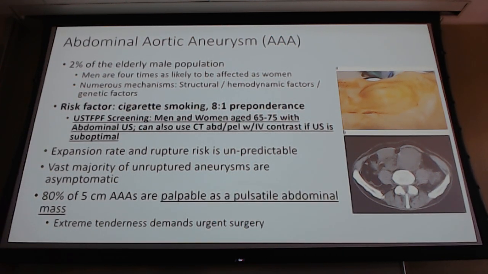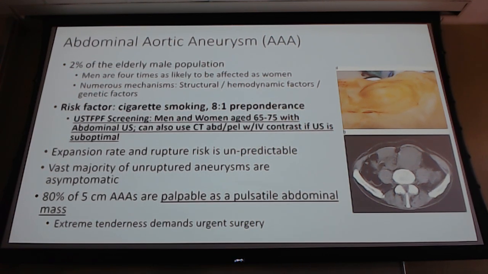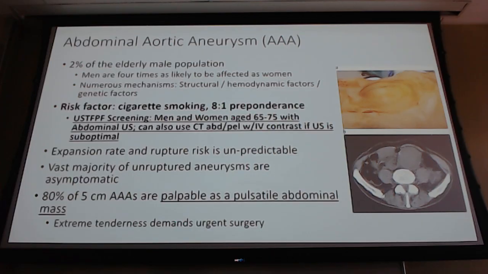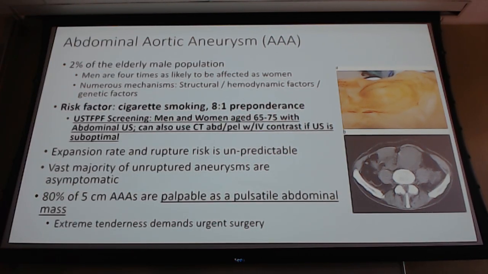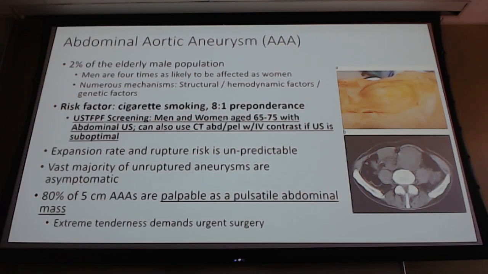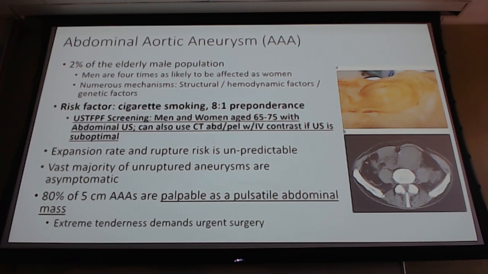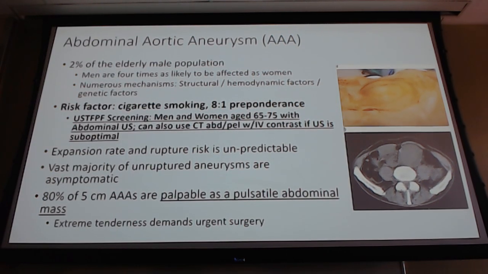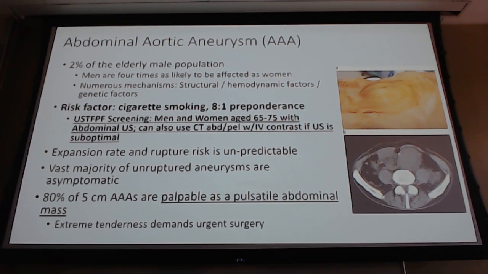So this is why USPSTF has assigned this a screening, to see if we can catch it and then trend it, to hopefully catch it before it ruptures, because a lot of them are asymptomatic. Once you get 5 centimeters or bigger, 80% of them you can actually feel as a pulsatile abdominal mass. If you feel it and they have extreme tenderness with it, you should probably send them to a vascular surgeon.